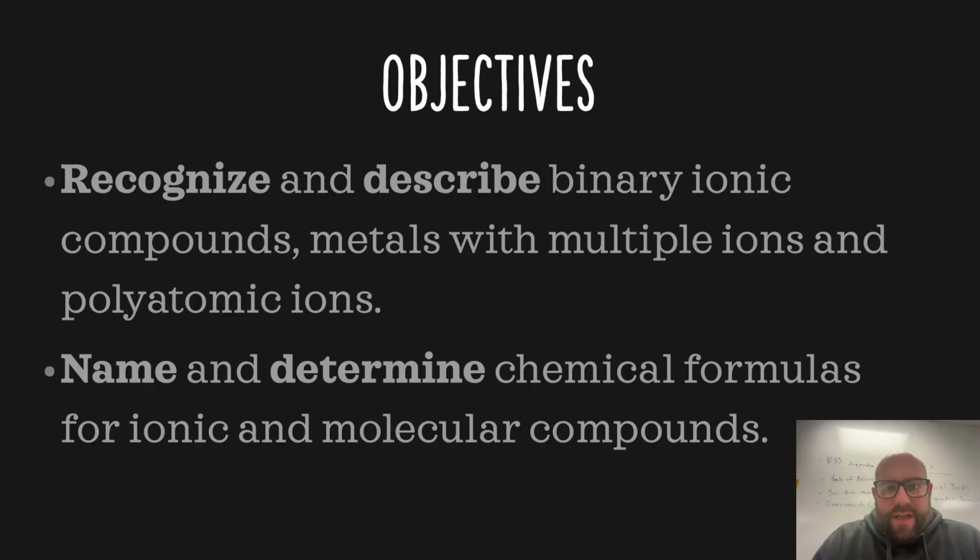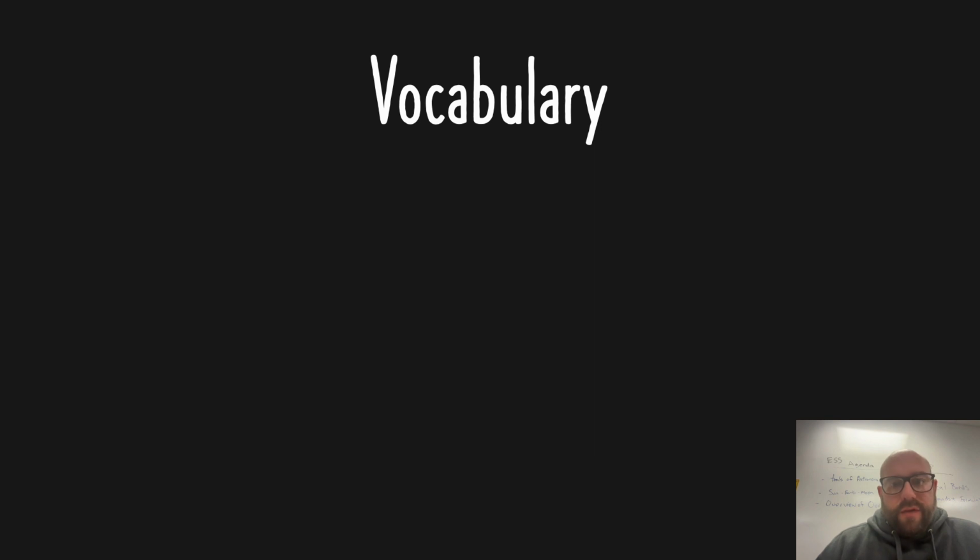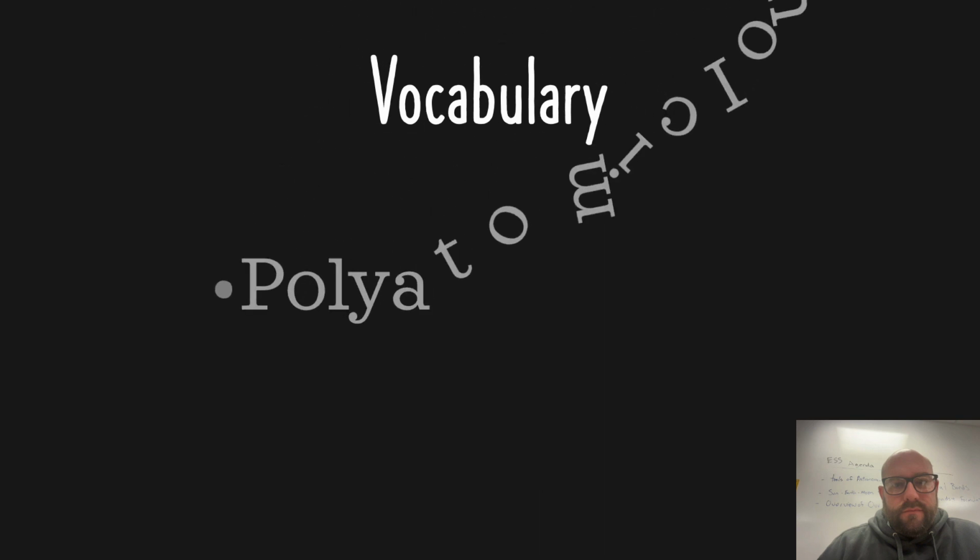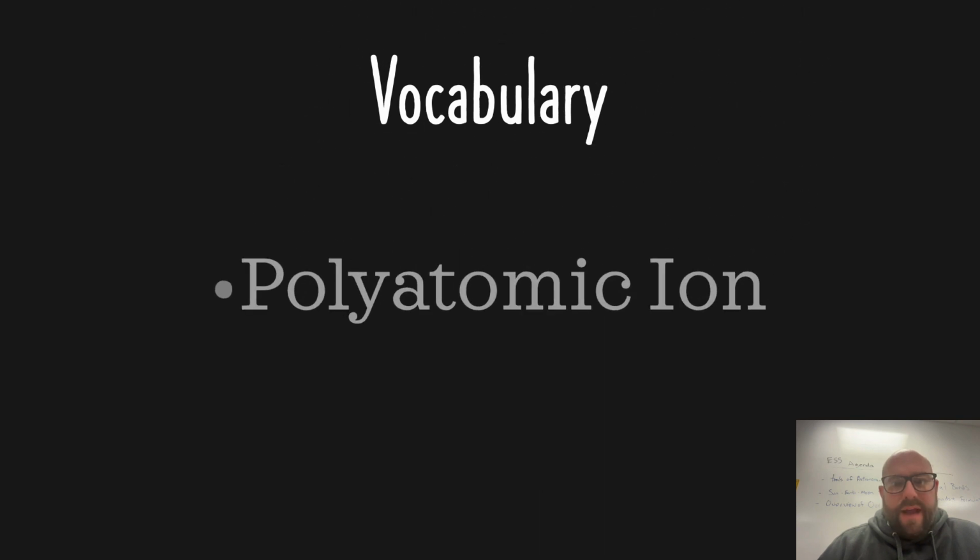The objective for today's lesson is to recognize and describe binary ionic compounds, metals with multiple ions and polyatomic ions. Name and determine chemical formulas for ionic and molecular compounds. And for today's vocabulary, we have, wait for it, polyatomic ion.